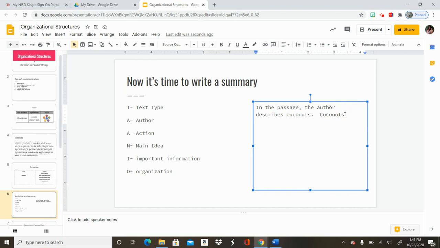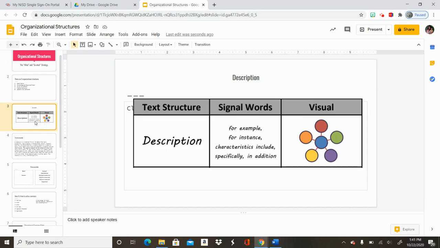Coconuts are very interesting fruits. Now, we've got to do our important information. I'm going to come back over here to look at my keywords. For example, for instance, characteristics include, specifically, in addition.